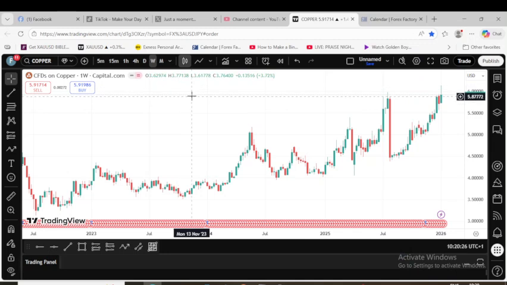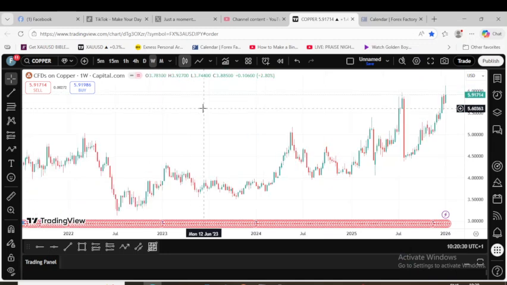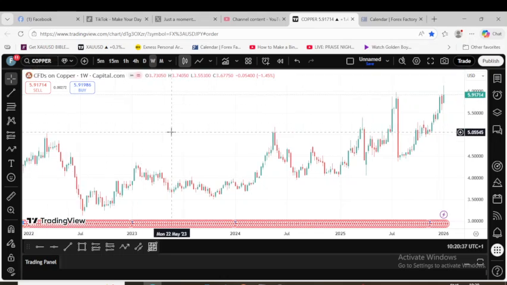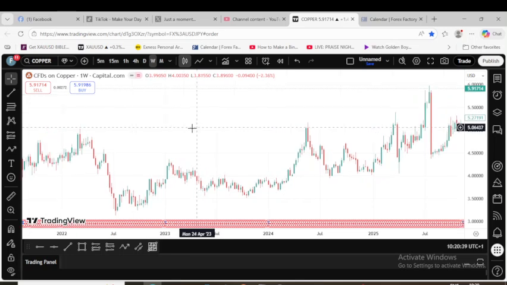Okay, so good morning everyone. Today we're going to be doing top to bottom analysis on copper. Although not considered as precious as gold or silver, it is still a precious metal.